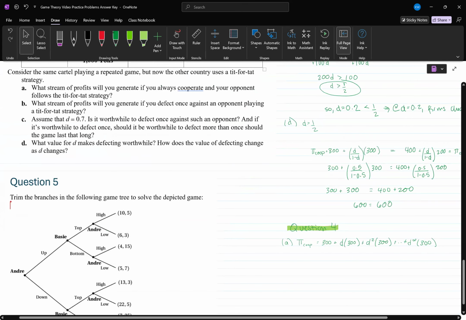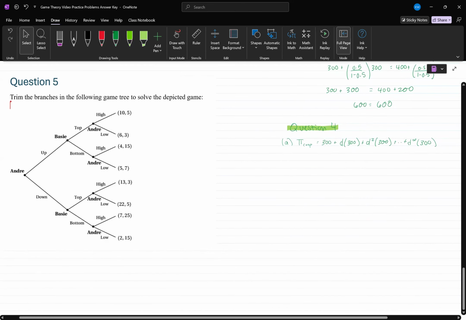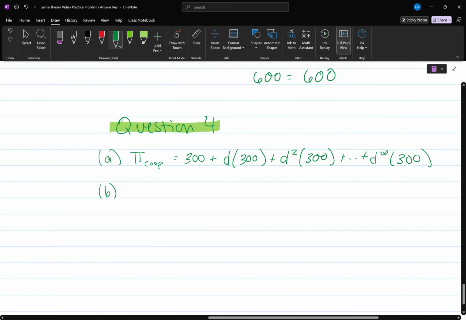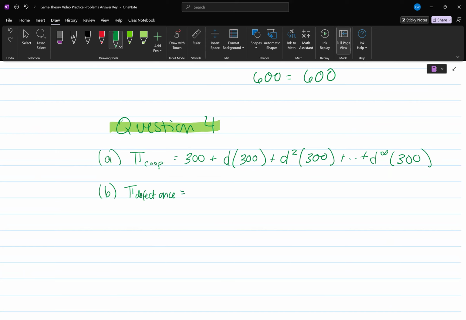B, what is the stream of profits if we defect once and our opponent plays tit for tat? Let's say that we defect in that first round just to make it easy. We're going to get the payoffs from defecting when our opponent's cooperating, and then in the next round, we're going to cooperate, but because we cheated in the previous round, our opponent's going to cheat, which makes our payoff in the second round 150. And then from there, since we cooperated, our opponent will also cooperate, and so we're both now just cooperating indefinitely.